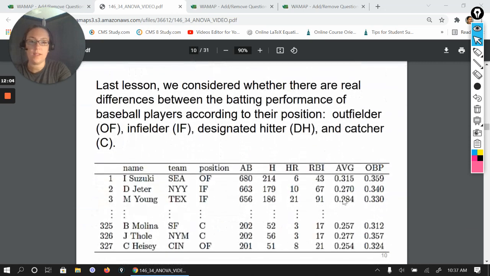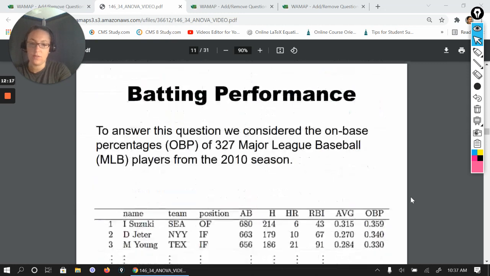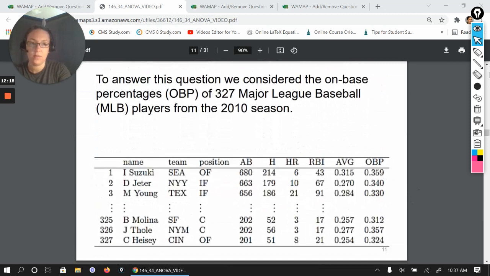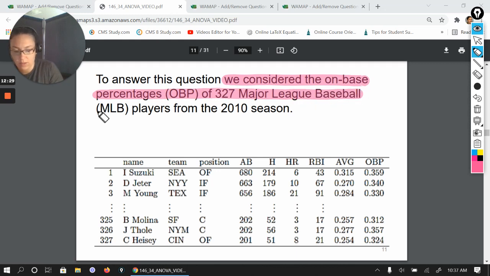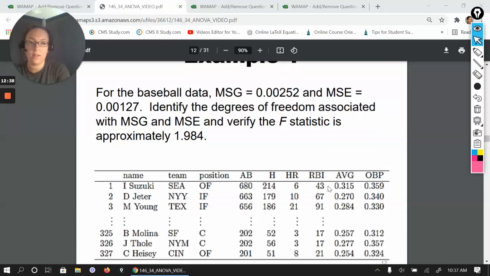Last lesson, we considered whether there are real differences between the batting performance of baseball players according to their position: outfielder, infielder, designated hitter, and catcher. To answer this question, we considered the on-base percentages, or OBP, of 327 Major League Baseball players from the 2010 season. Here's example 1.